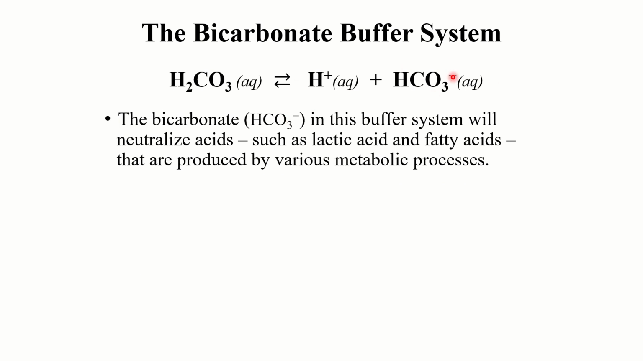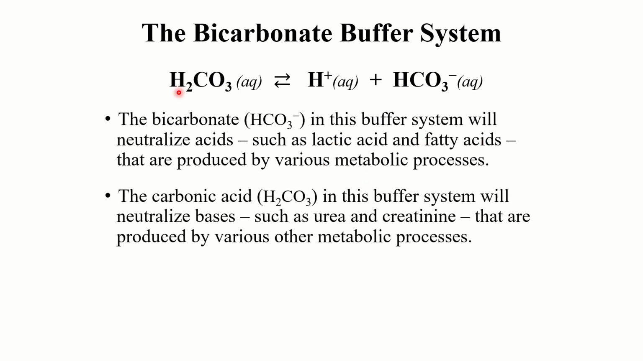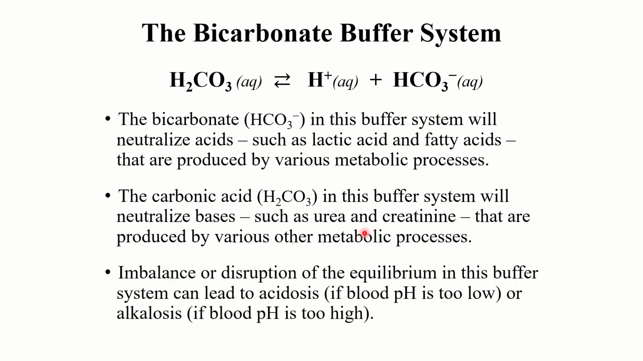The bicarbonate, the HCO3-, is a weak base, and it is capable of neutralizing acids. Your body produces acids through various metabolic processes, like lactic acid and fatty acids. Then the carbonic acid, this is a weak acid, will neutralize bases. So your body also produces some basic substances as a result of its metabolic processes, such as urea and creatine. Imbalance or disruption of the equilibrium in this buffer system can lead to acidosis if your pH is too low, or alkalosis if your blood pH is too high.